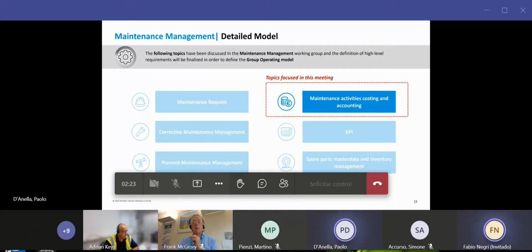Okay. So basically today, with the maintenance meeting, we would like to go into the detail of the accounting part, the costing part, where we will discuss with you which are the different elements of the cost that should be taken into account in the accounting of the cost of the maintenance, and there are a couple of choices to be taken with the group here concerning the element of the cost. So we will discuss that. We can go to the next slide, Paolo.